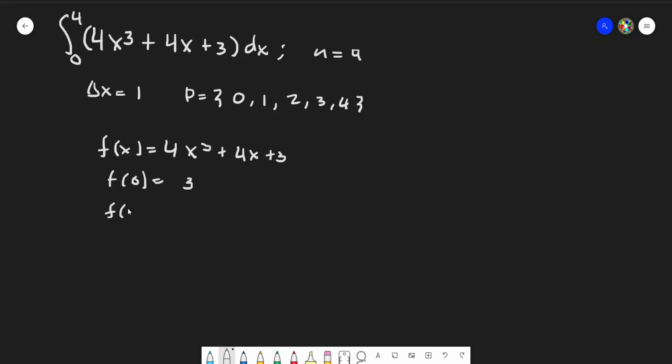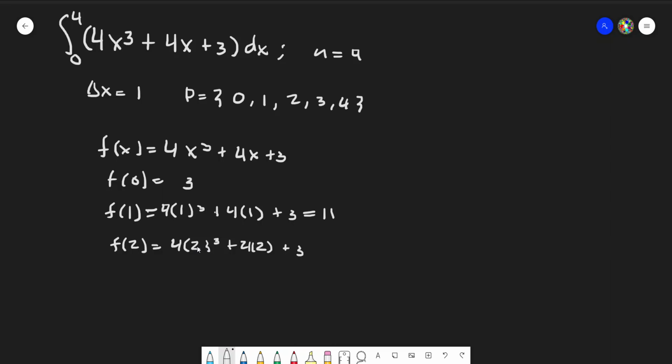Okay. F of 1, well, what is f of 1? F of 1 is essentially 4 times 1 cubed plus 4 times 1 plus 3. So that's going to be 11. Okay. F of 2, well, what is f of 2? You have 4 times 2 cubed plus 4 times 2 plus 3. So this is going to be 8 times 4 is 32, plus 8, which is 40, plus 3, so 43.